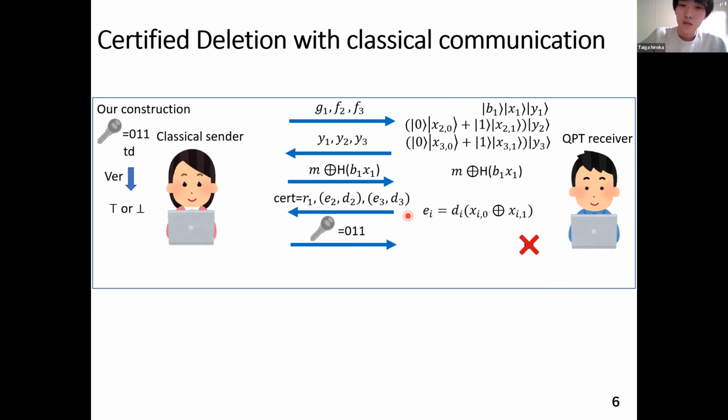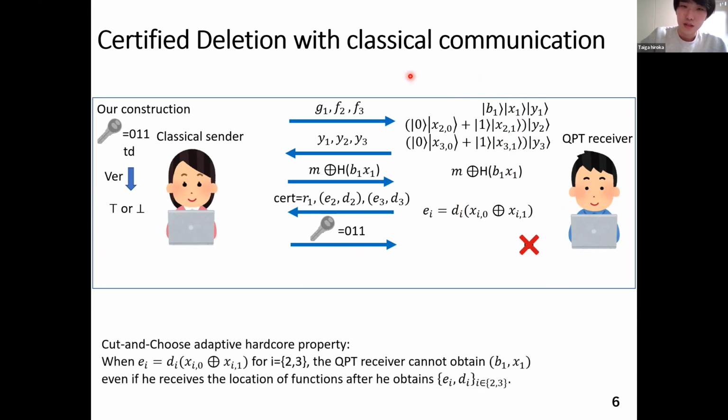In our work, in order to prove this construction's security, we have introduced a new property of these functions, which we call cut and choose adaptive hardcore property. It is relatively straightforward to prove the security from this property. Therefore, I skip it. Instead of that, I explain an intuitive understanding of this property.